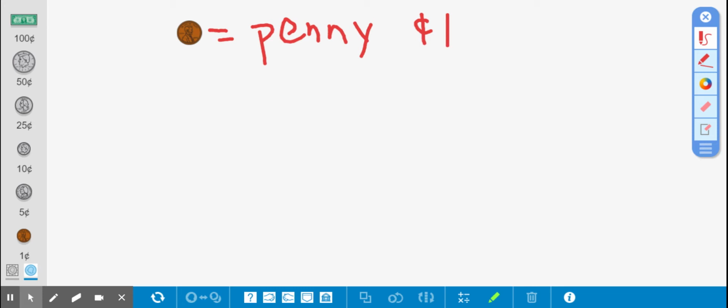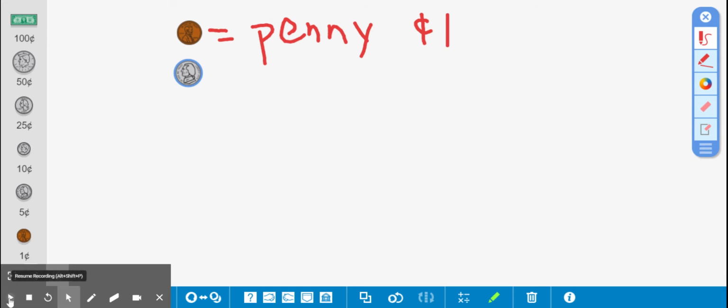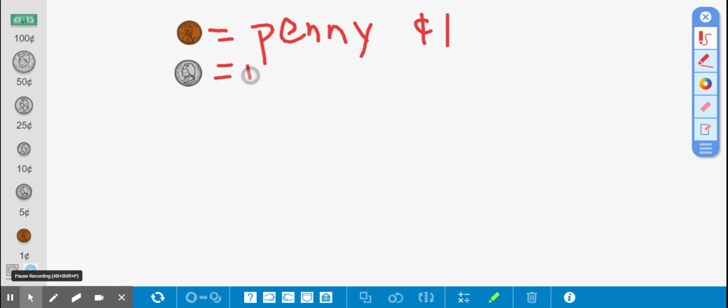So we're referring to a penny as being a whole number. Whole number meaning that there's no decimal, right? So we pull out this coin. This is what we refer to as a nickel. Okay, so in Khan, once again, they have been referring to a nickel as being 5 cents.